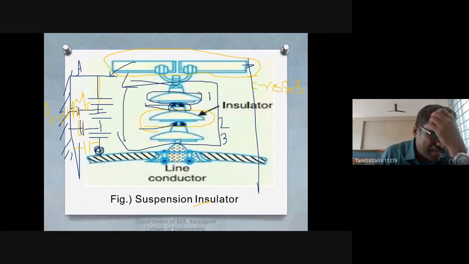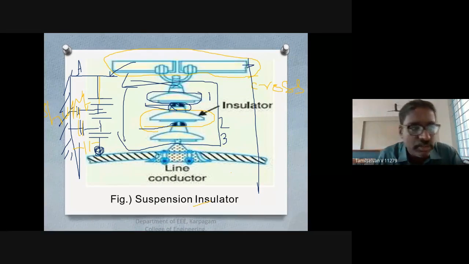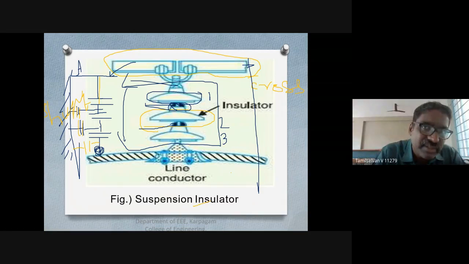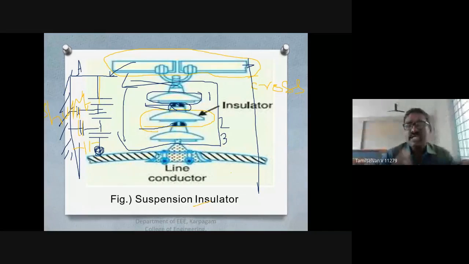Why have I taken the suspension type of insulator? How about the voltage distribution in these strings? I showed you a video where they check the potential difference across the disc. Based on the potential distribution, we can analyze the puncture. If the potential difference is higher, then a flashover or puncture may happen, so we have to replace the disc.